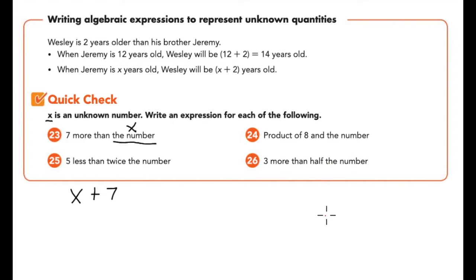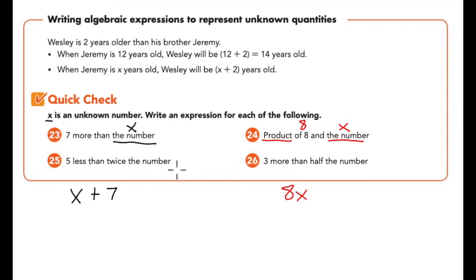For number 24, we have the product of 8 and a number. Well, now we need to understand what product means, and product would mean to multiply. So the product of 8 and the number, we don't know what that number is. Again, that number is x. So it's the product of 8 and x. So we're going to multiply 8 by x, which could be written as 8x.